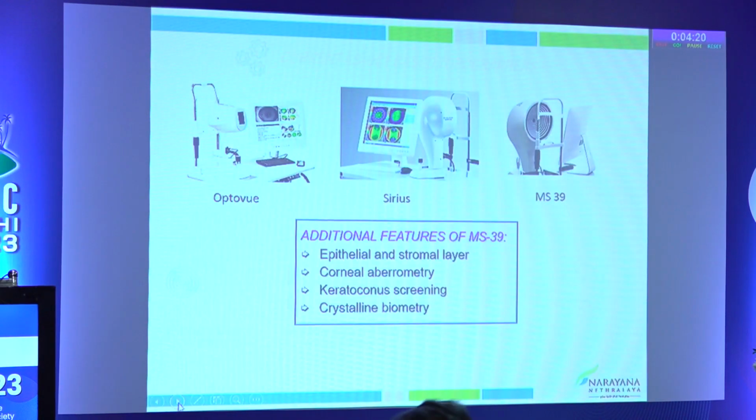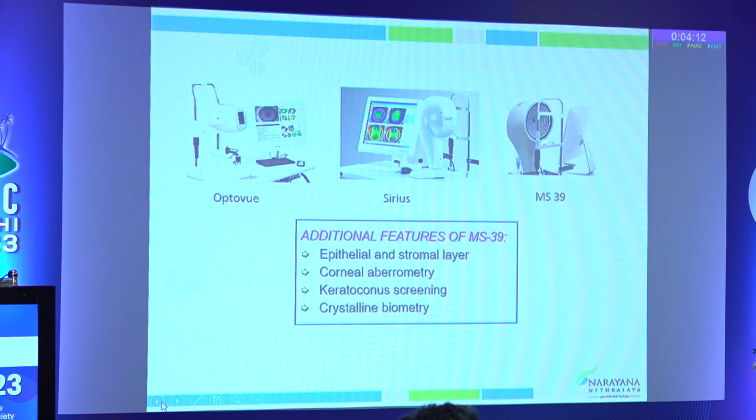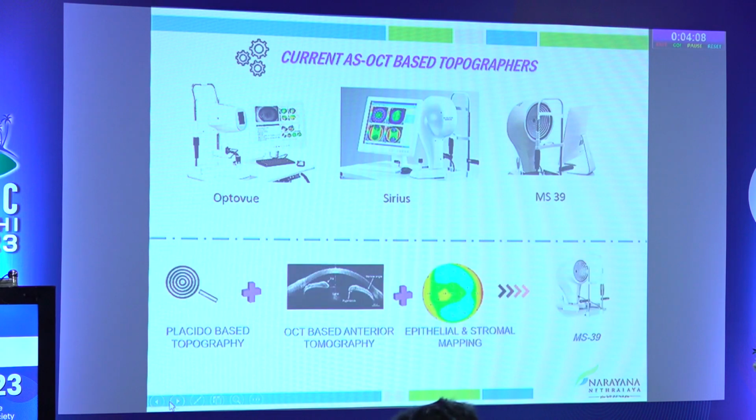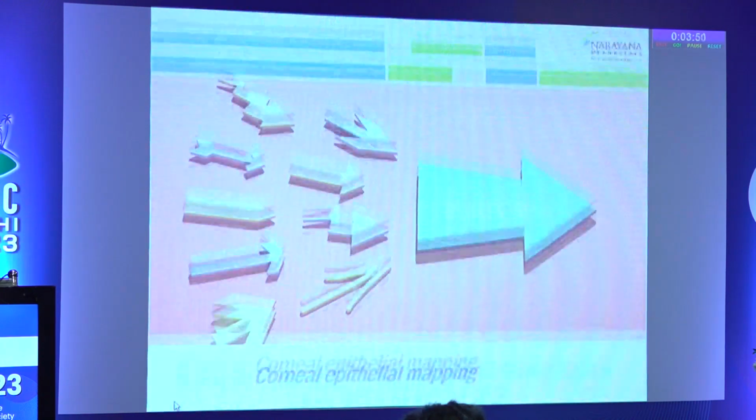So what are the current ASOCT based topographers which we have? We have OptoView, Cirrus and MS39. So what additional features is MS39 providing? It provides separate epithelial and stromal maps, as well as crystalline lens biometry. It's very useful in keratoconus screening, and it also gives a detailed analysis of the corneal higher order aberrations like coma, trefoil and spherical aberrations.